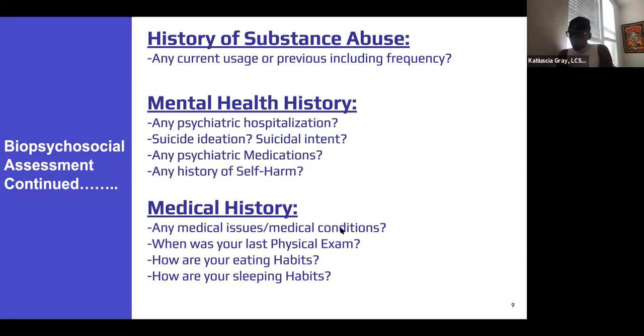Okay. We want to go now into their mental history, right? Has there been any psychiatric hospitalizations, maybe when you were a kid, maybe as an adult? Any suicidal ideation, any suicidal intent, any history of self-harm. A lot of adults will say to you, I have a history of cutting. I used to cut when I was whatever age, let's say 13. That is where we lean into that, right?